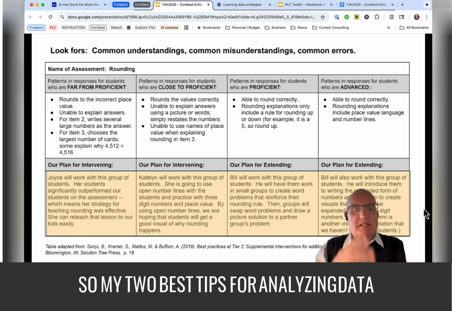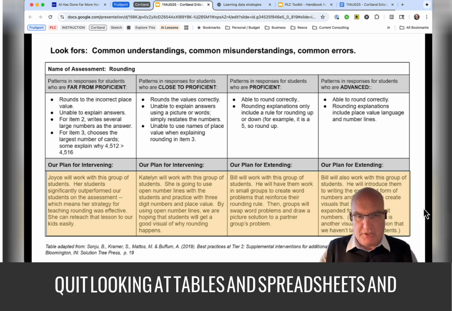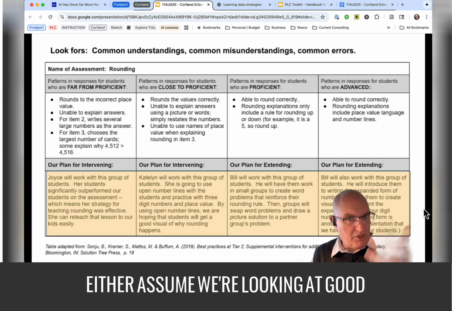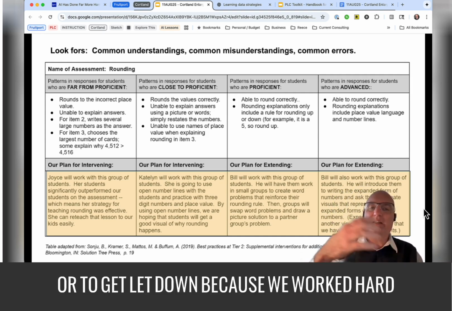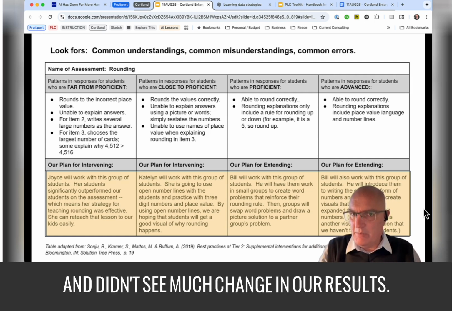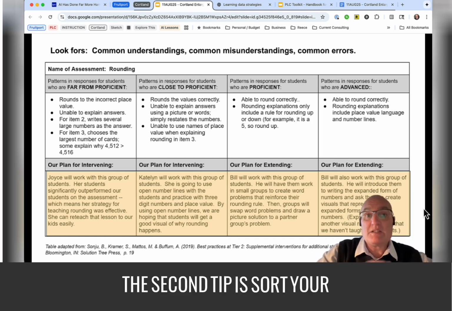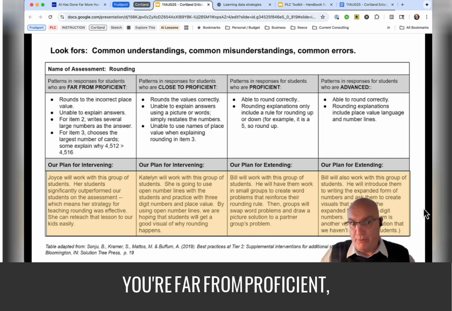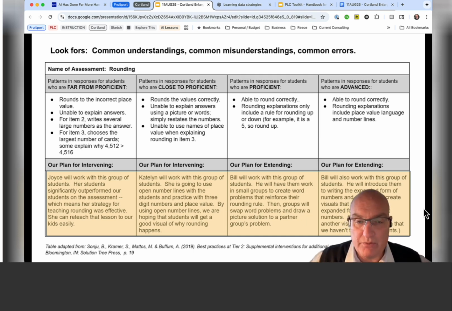So my 2 best tips for analyzing data are, first, if you're new to analyzing data, quit looking at tables and spreadsheets and data because it becomes really simple to either assume we're looking at good teacher, bad teacher, or to get let down because we worked hard and didn't see much change in our results. The second tip is sort your student work samples into 4 groups, right? You're far from proficient, close to proficient, proficient, and advanced students.